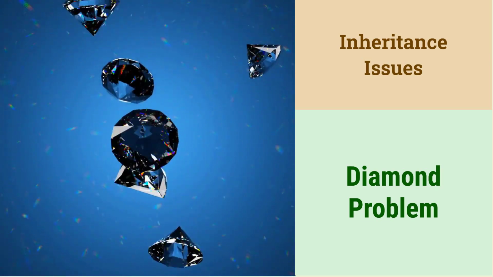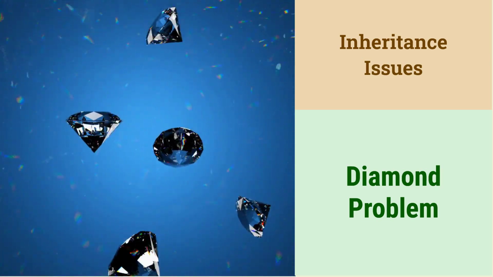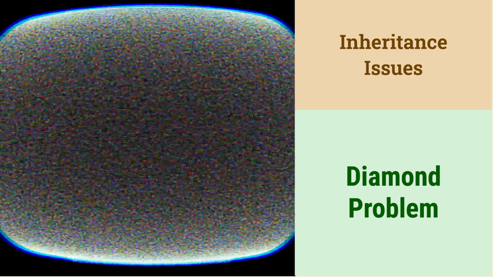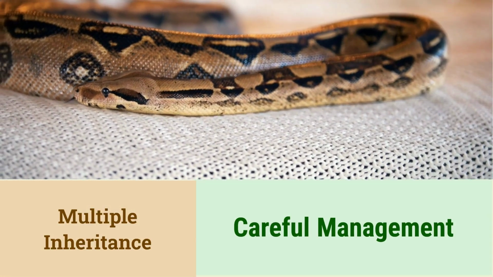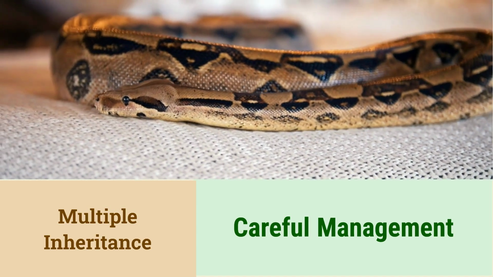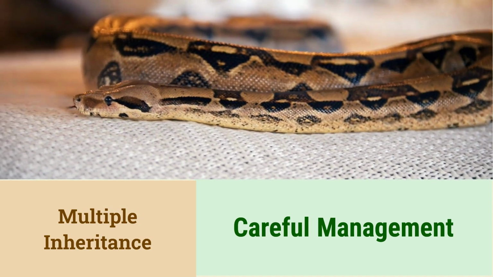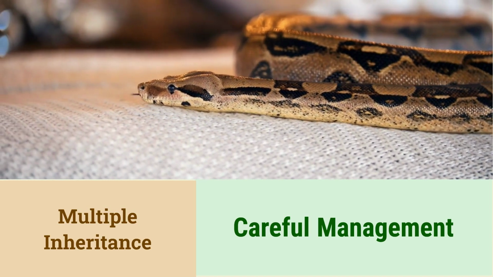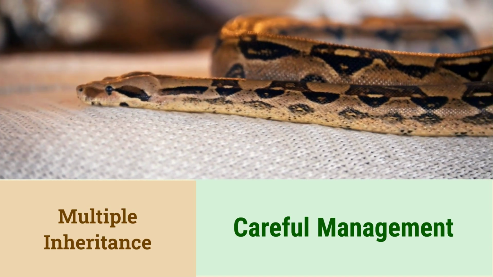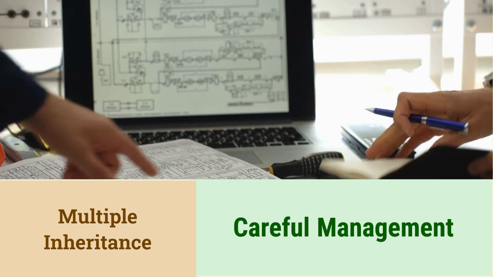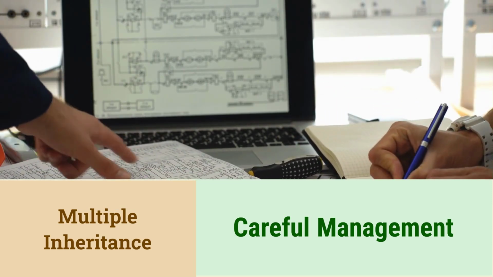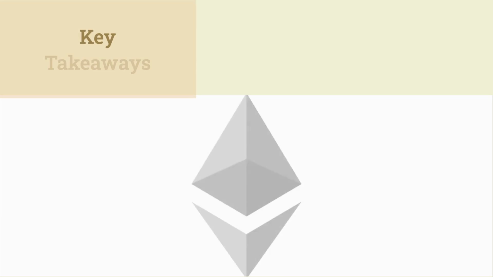diamond problem, where a class inherits from two classes that both inherit from the same superclass, causing ambiguity in method resolution. However, languages like Python allow multiple inheritance, and while it introduces flexibility, it also requires careful management to ensure that methods are properly resolved. Understanding how to manage multiple inheritance is crucial for building maintainable systems.